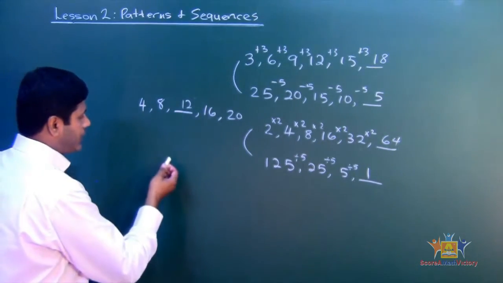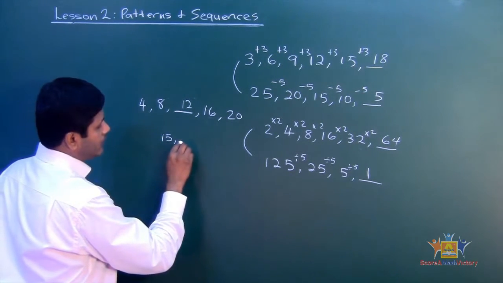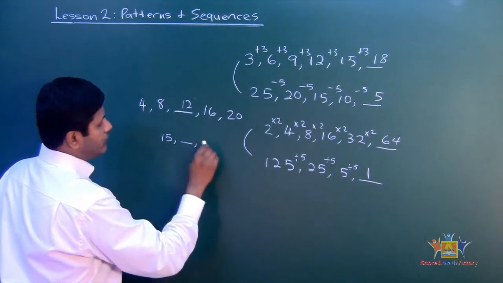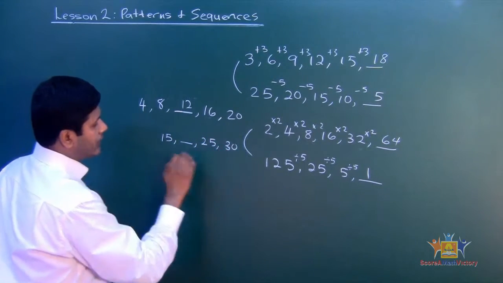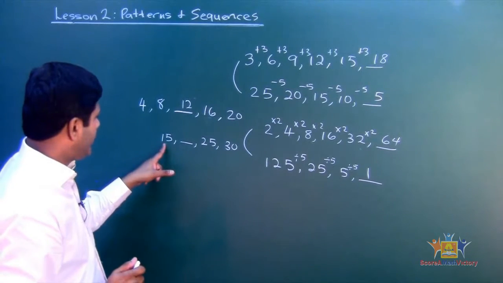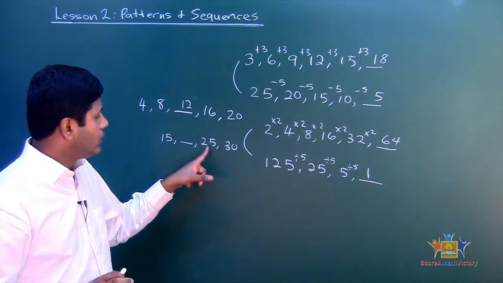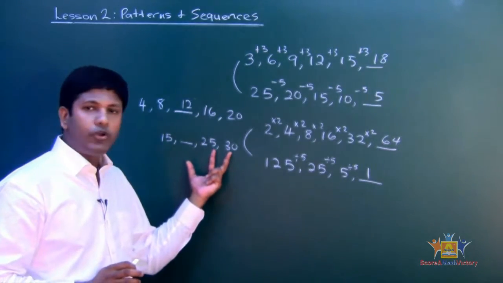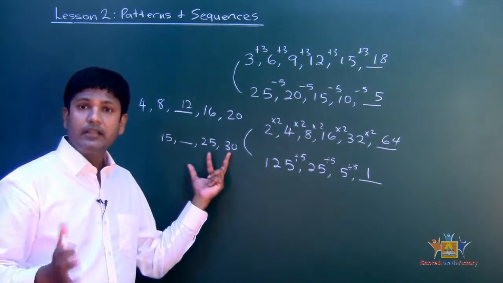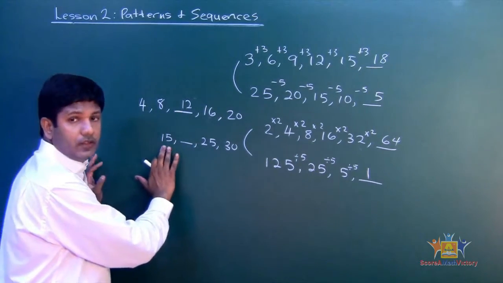Let's do another one. Let's say I give you 15, and then 25, 30, and ask you to find the missing number. You say, well, Mr. Mac, you give me the answer right away. That's fine. Look at this one: 25, 30. So this tells you it could be plus 5. See that? It just could be. Try it first, all right?